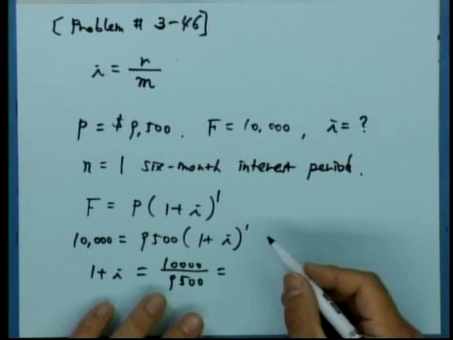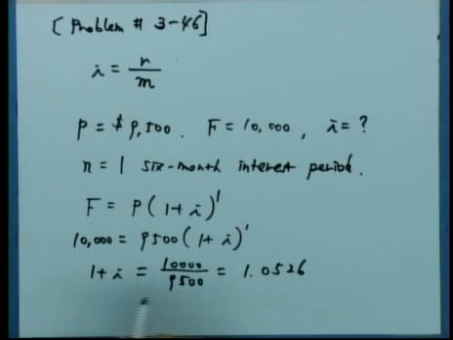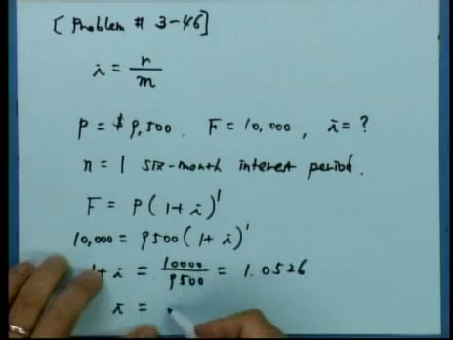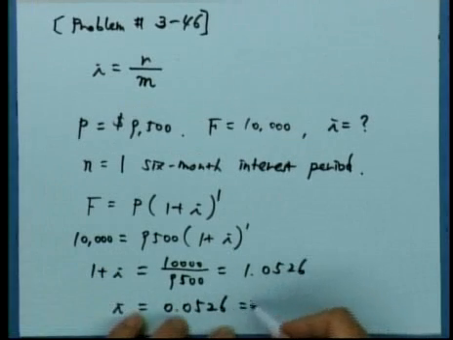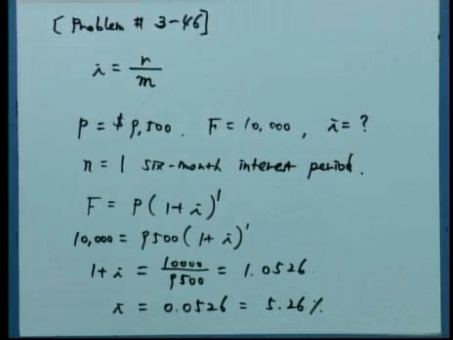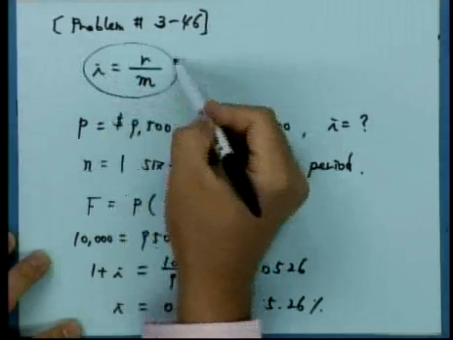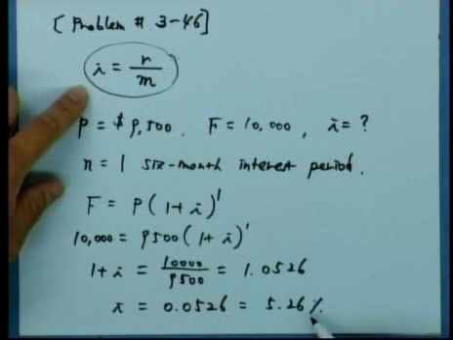It's going to be 1.0526. So I is 0.0526. So I is 5.26%. Okay. Now go back to this formula, because we know that I is 5.26%.